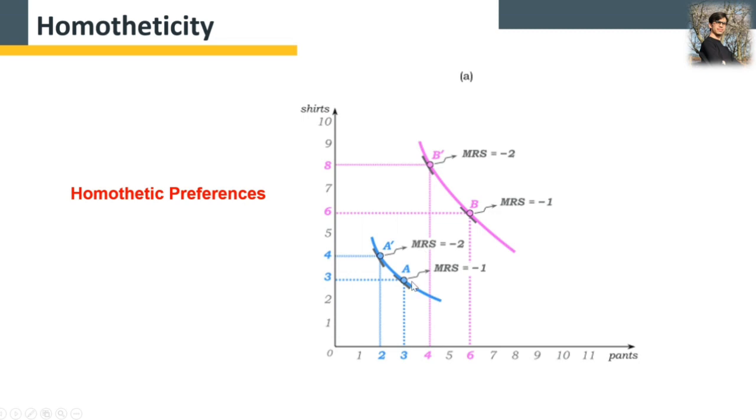Also at A, we have 3 pants and 3 shirts. When we multiply this 3 by 2, it becomes 6 pants. So we move from A to B. Again, the relationship between A and A prime is kept when we move to B prime and B. A prime is indifferent to A, so B prime is indifferent to B. The relationship is invariant to the scaling.